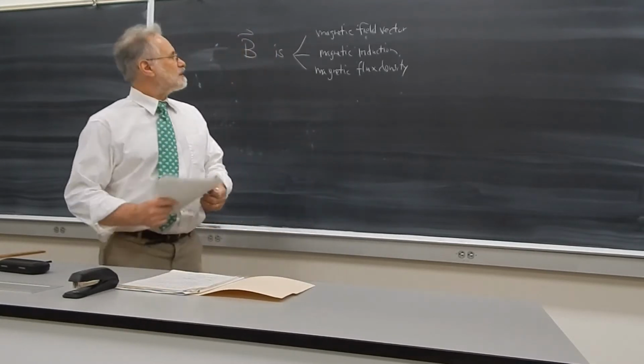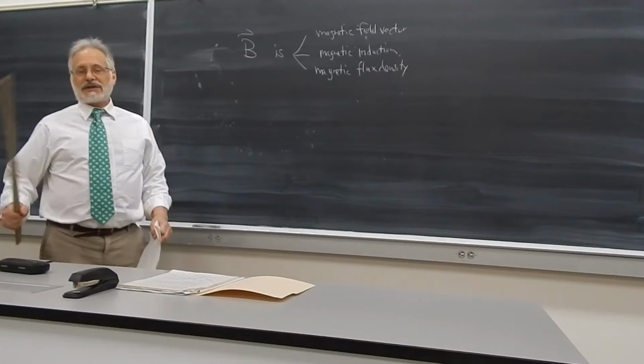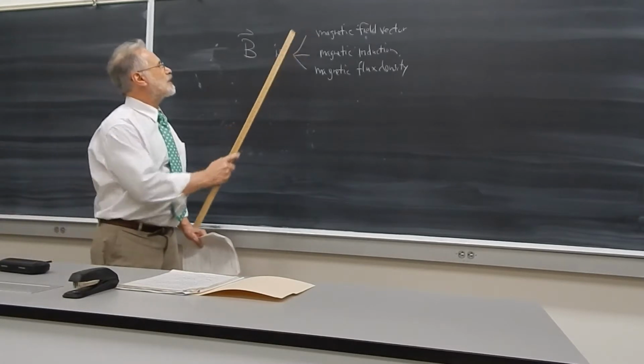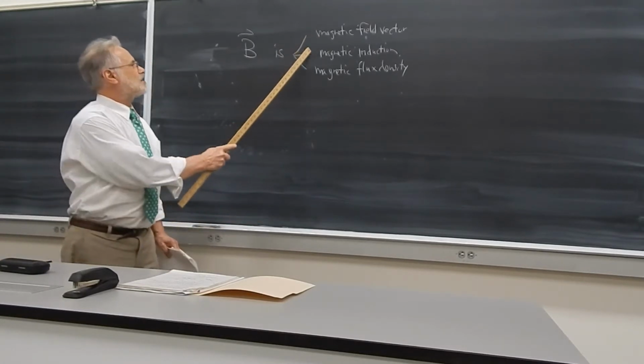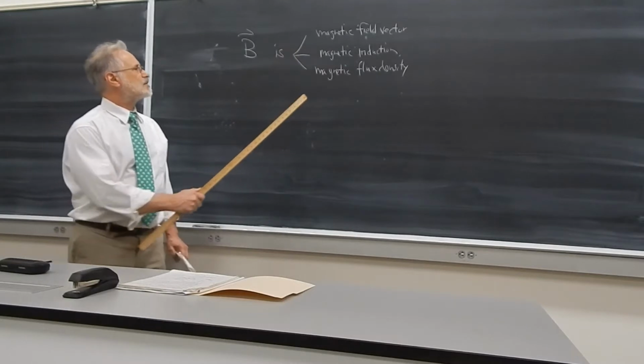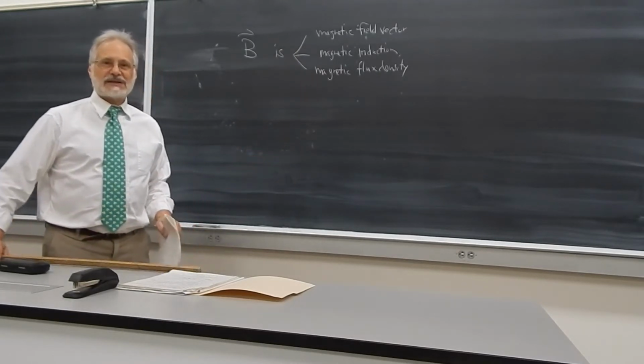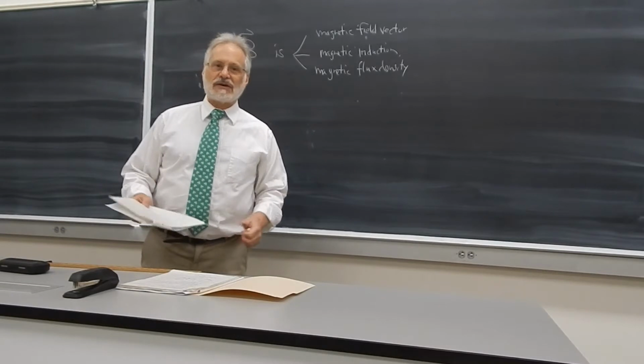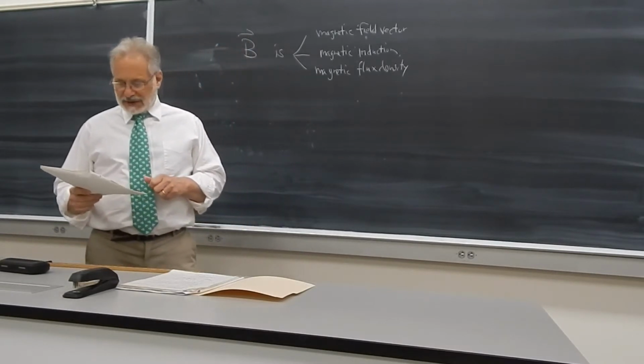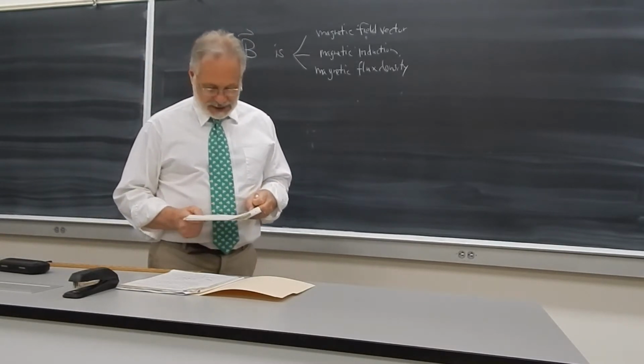First of all, we define the vector B, and it's got three names. Typically, we use the term magnetic field for B. You may also hear it referred to as magnetic induction, or sometimes magnetic flux density. All of those things are names for a magnetic field. Magnetic field will do fine for us.